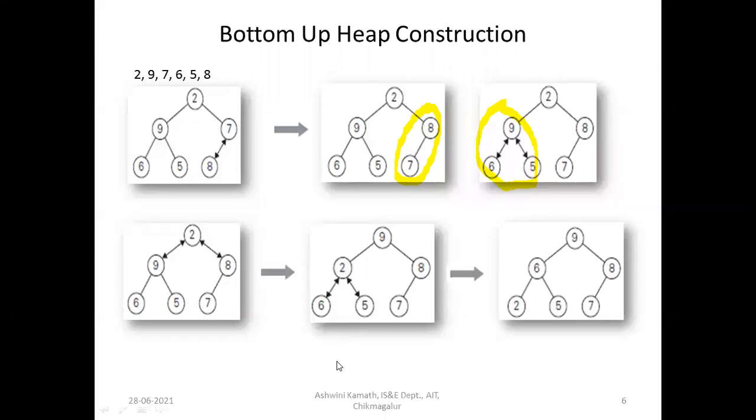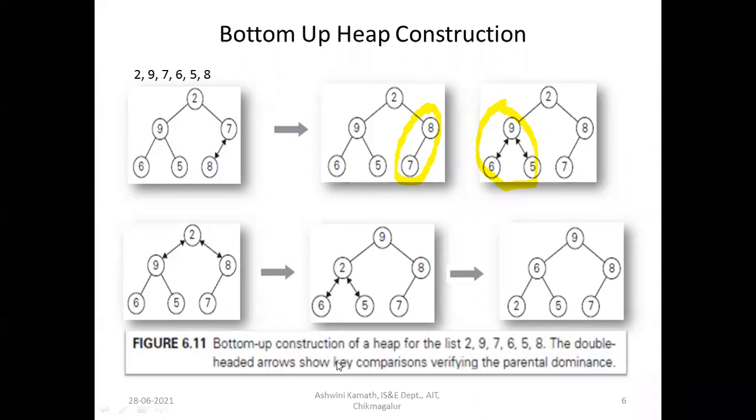So first we have to create the binary tree, then convert this into a heap. That is bottom-up heap construction. I'll tell you why it is called the transform and conquer technique in the next class while discussing heap sort. We are discussing only the heap construction now. This is the bottom-up heap construction method for the given list, that is 2 9 7 6 5 8. I hope you understood this concept.